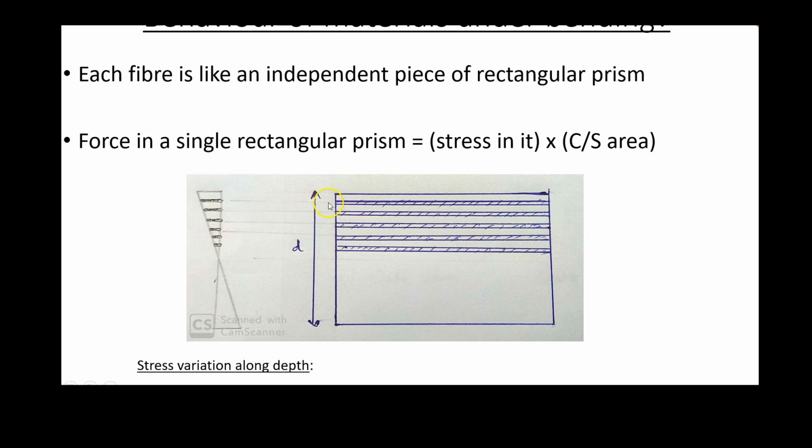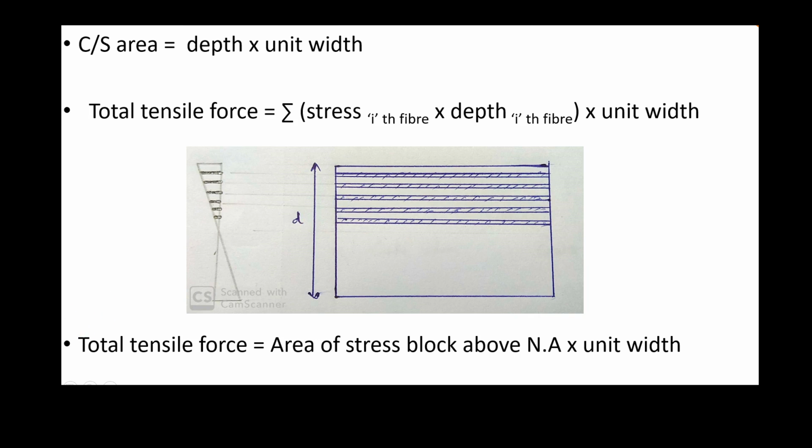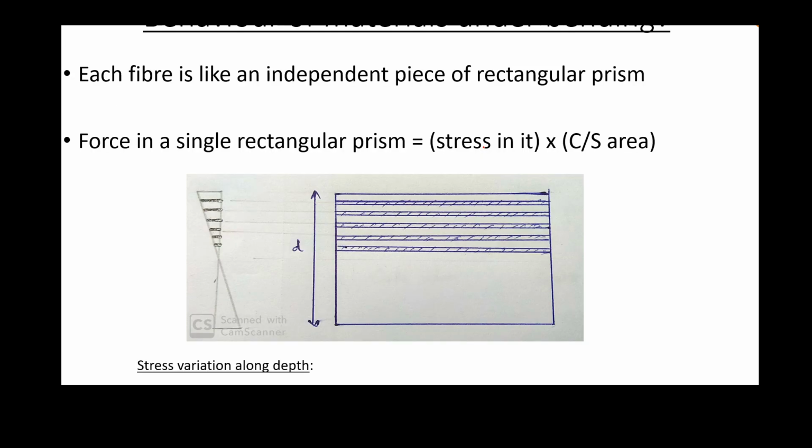So if I want to find out what is the force in this particular fiber, I will take the corresponding stress at that level from this stress profile, which is drawn along the depth of the beam, multiplied by its cross section area. That will give the force in that particular prism. So, stress in it into the cross section area of it.